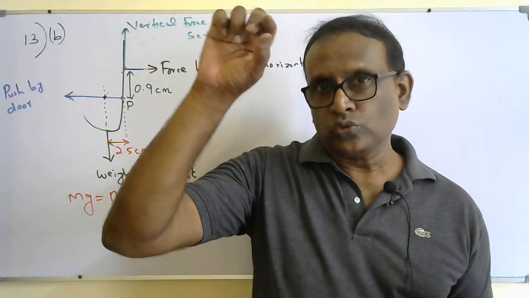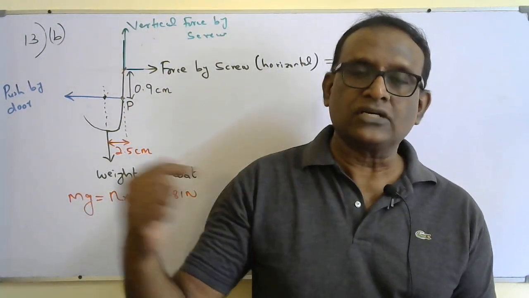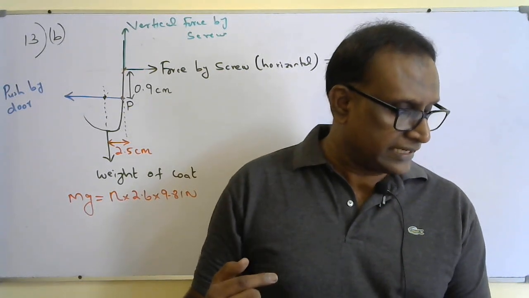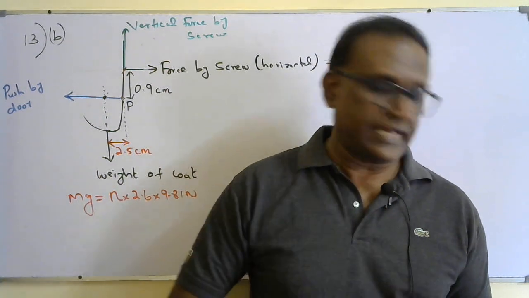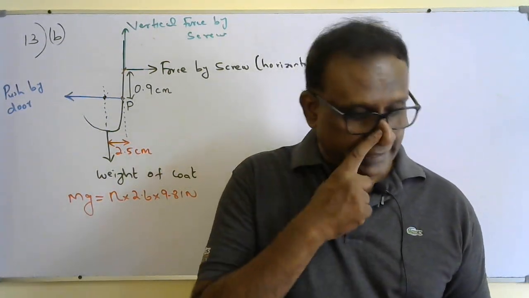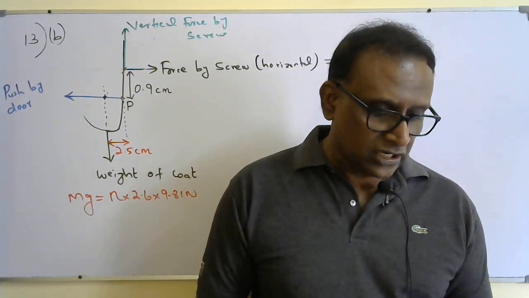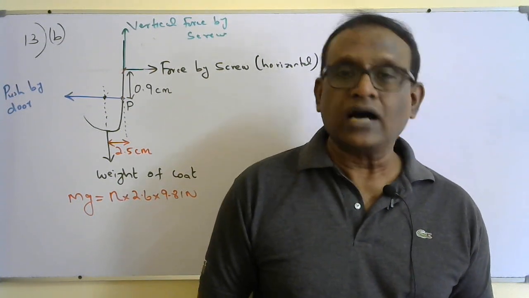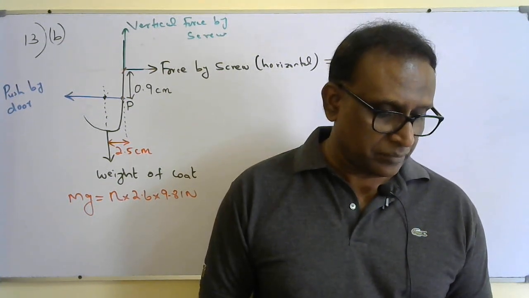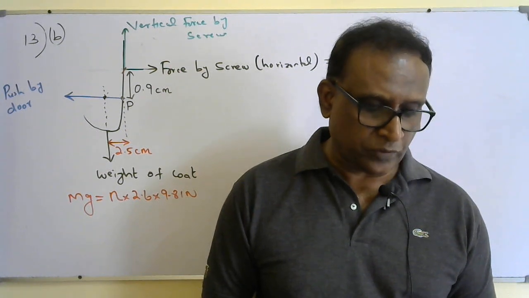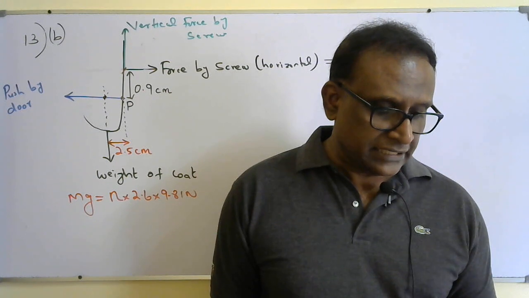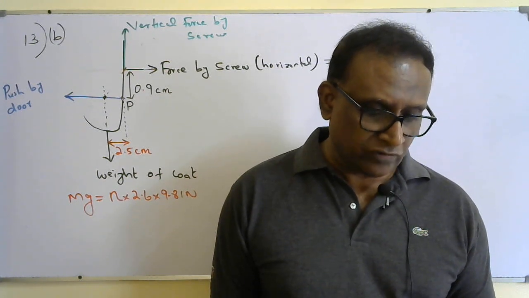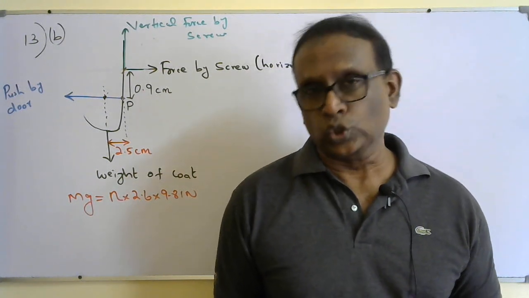So the screw, as I already explained, gives a horizontal push and a vertical force. The point where it touches the door also gives a normal reaction. So that point is taken as P. The maximum horizontal force from the screw is 150 Newton. Mass of one coat is 2.6 kilogram. Deduce whether a person could hang more than two of these coats from the hook.